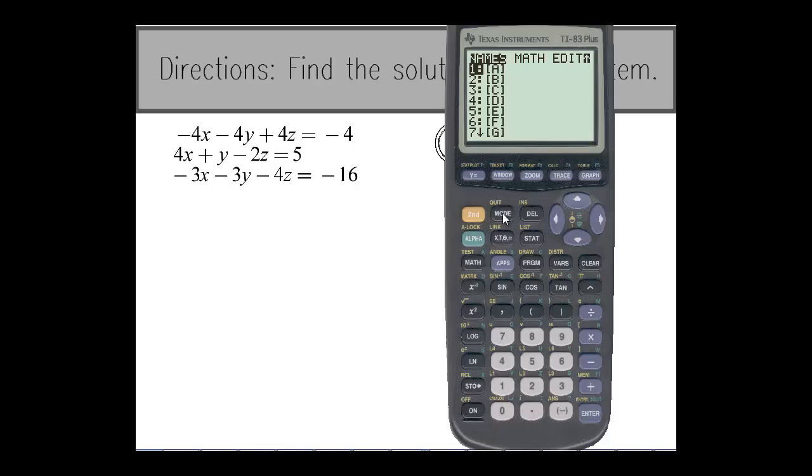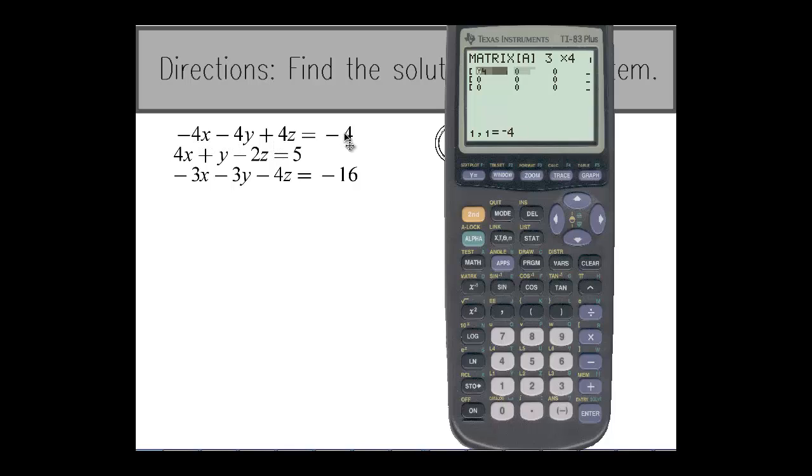The first step says to go second matrix, or x to the negative 1, and go over to edit. We're going to edit A. You can edit other ones, but I always do A. I always just do the first one. Because we have 3 rows and 4 columns, we're going to make this a 3 by 4. Then we go through and we fill in all the coefficients and the solution.